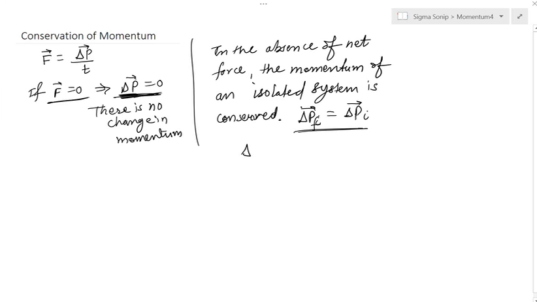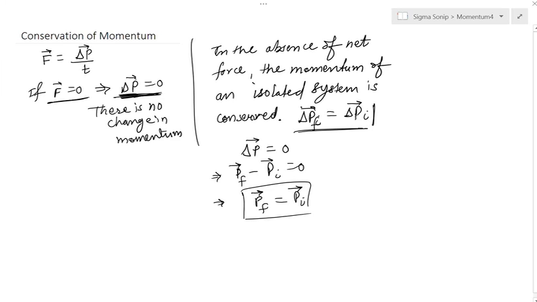And mathematically, if you want to look at how we got this, it's commonsensical: delta P equals 0, which means that P final minus P initial equals 0, which means that P final is equal to P initial. Now, this is an extremely important principle, observed everywhere without exception.